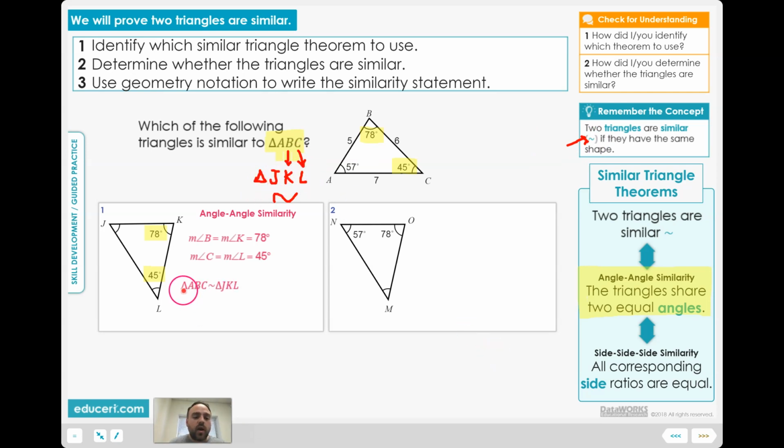Alright, and there you have it. Triangle ABC is similar to triangle JKL. Now let's use this geometry notation to read our final statement. Ready, read. Triangle ABC is similar to triangle JKL because the triangles share two equal angles. Let's take a look at problem number 2, and I'm going to guide you to do this problem. Are you ready to read step number 1? Ready, read.